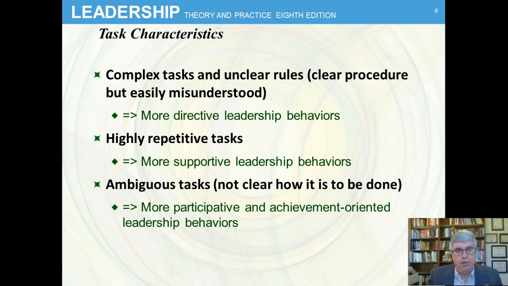What are the workers supposed to do? Now, if a task is complex and the rules for achieving it are complex, it needs a lot of thinking and figuring it out, but the person's not really clear on what they should do. Maybe it's clear what the right way of doing it is, but the follower doesn't know how to do it. Here, the leader needs to provide more directive leadership behavior, saying, hey, sit down, this is how you do it. You do step A, then you do step B, then you do step C.